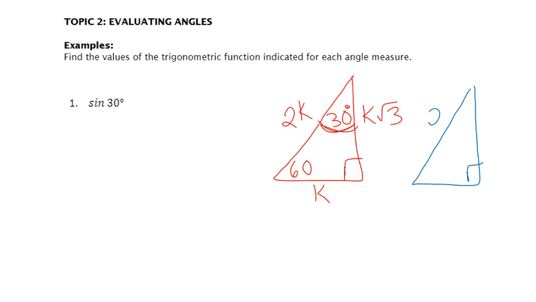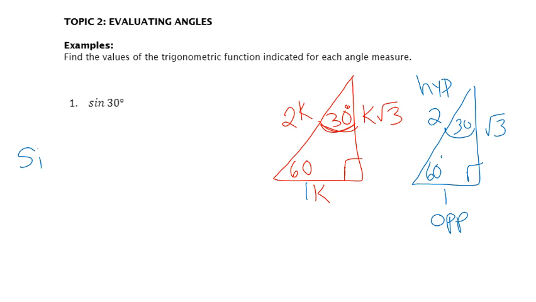So I could make this a 2, a 60, a 30. This is like a 1 in front and a radical 3. So with these problems, when we're doing the ratio, you can use the k's if you like. They're just going to cancel out. So if you'd rather do it without the k's in there, that's fine too. And I'm going to find the sine of 30 degrees. So sine would be my opposite over my hypotenuse.